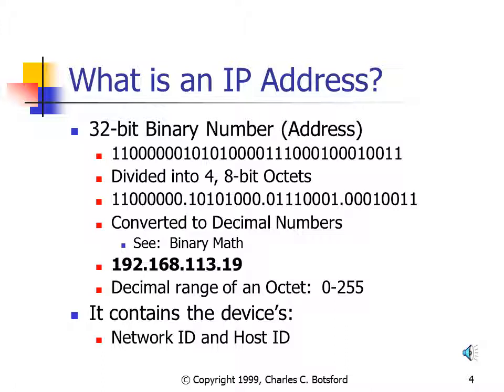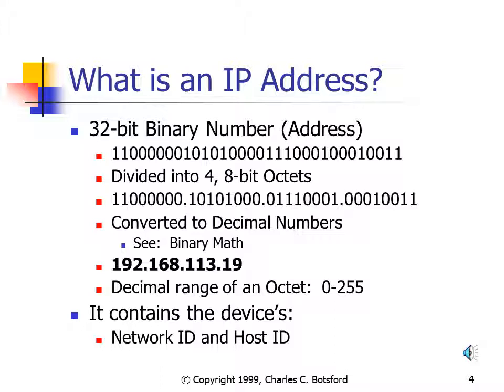An IP address is really just a 32-bit binary number, a big long string of zeros and ones. Now, to make it more convenient for us, we divide the 32-bit number into 4 8-bit octets. Then we take those 4 8-bit octets and we convert them to decimal numbers, like we did in binary math. So what I've done is I've taken the binary number listed on the slide here and converted it into the decimal number 192.168.113.19. Each of those numbers equates to a specific binary number.